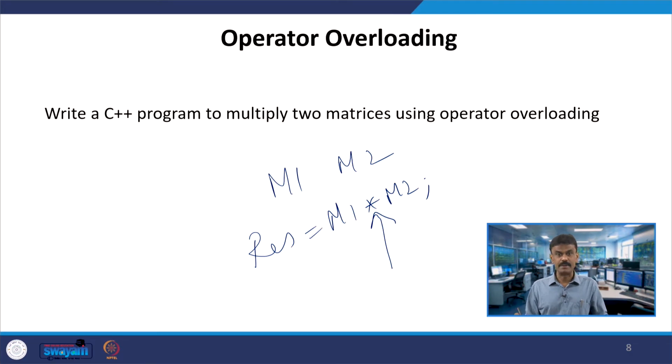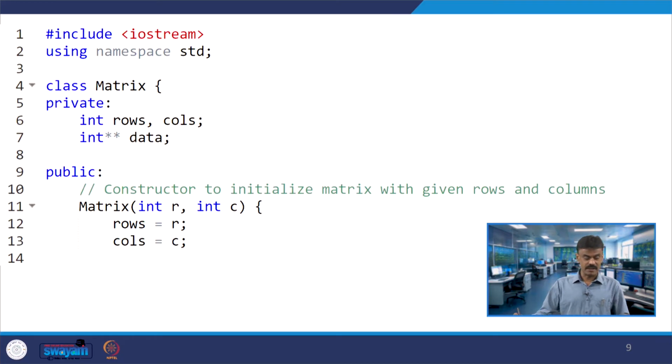So, question is, can it be done? Yes, it will be done. We are going to see how we are going to do this. So, let us have the class matrix. You have rows and columns and then you have the two dimensional matrix, int star star, pointer to pointer. One pointer is pointing to row, another pointer is pointing to column and the name of the two dimensional pointer is data.